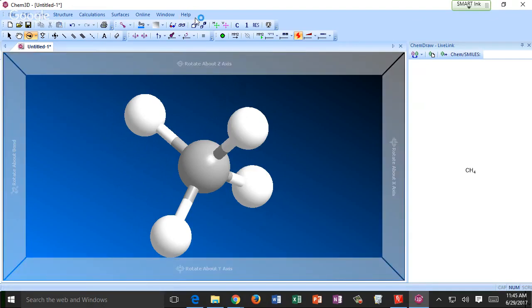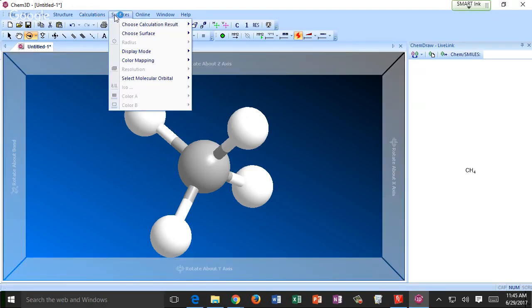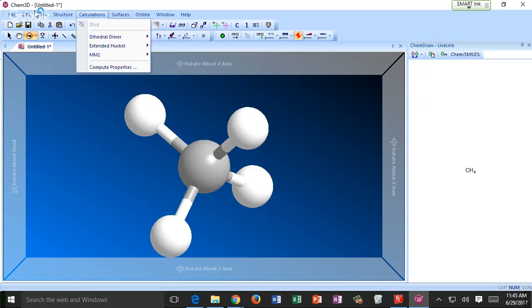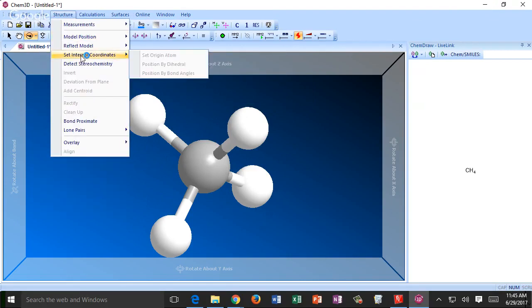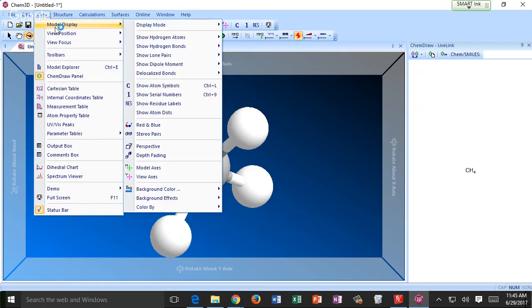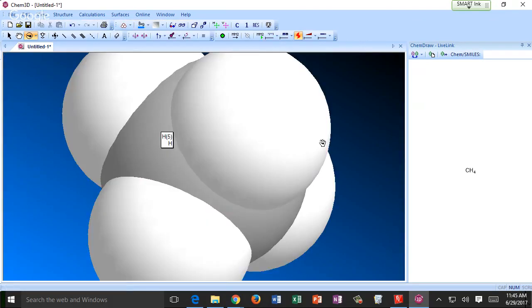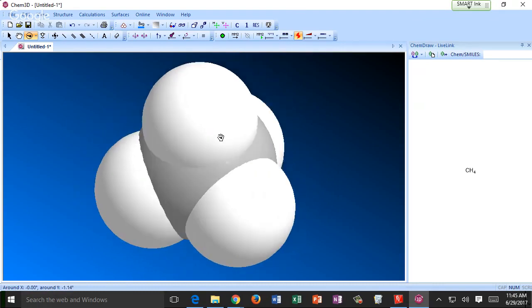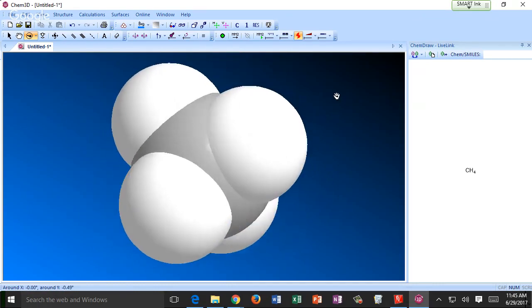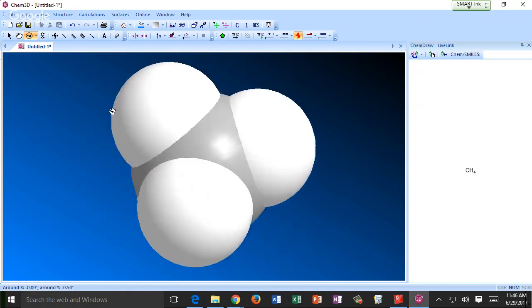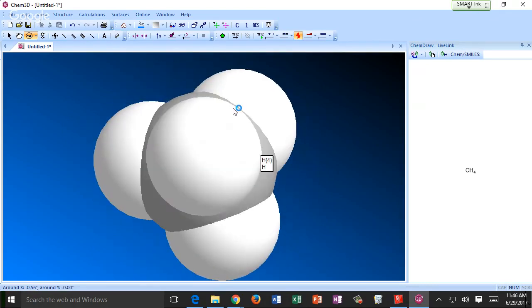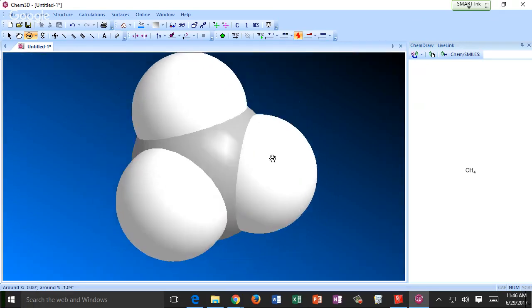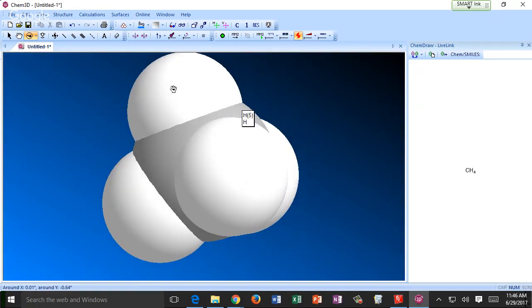So in order to have that overlap, or what that actually ends up looking like, is this. This is called a space-filling model. So here's our methane molecule. But now what we see is the overlapping spheres of electron density, which is a better picture of what that molecule would actually look like. And depending on the sizes of the atoms, that could be a little bit different.